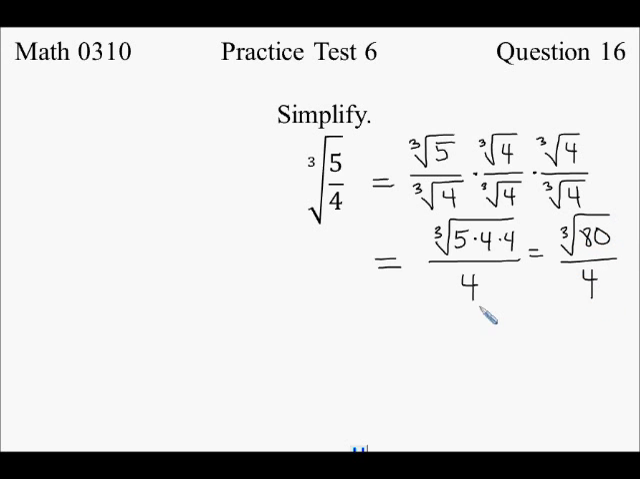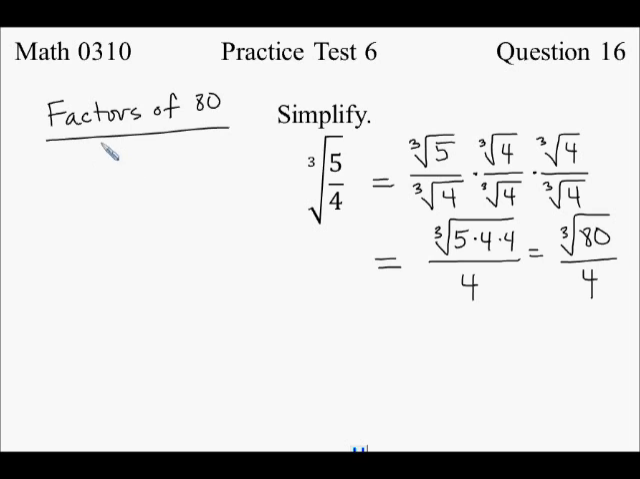Okay, so now we want to look and see, is there any other simplification we can have? And we want to see, is there some sort of cube root that we might know, a perfect cube, in other words, that goes into 80. And so maybe we start thinking of the factors of 80. Because I think that might not be easy to see. So let's look at factors of 80 and see if any of those are perfect cubes.